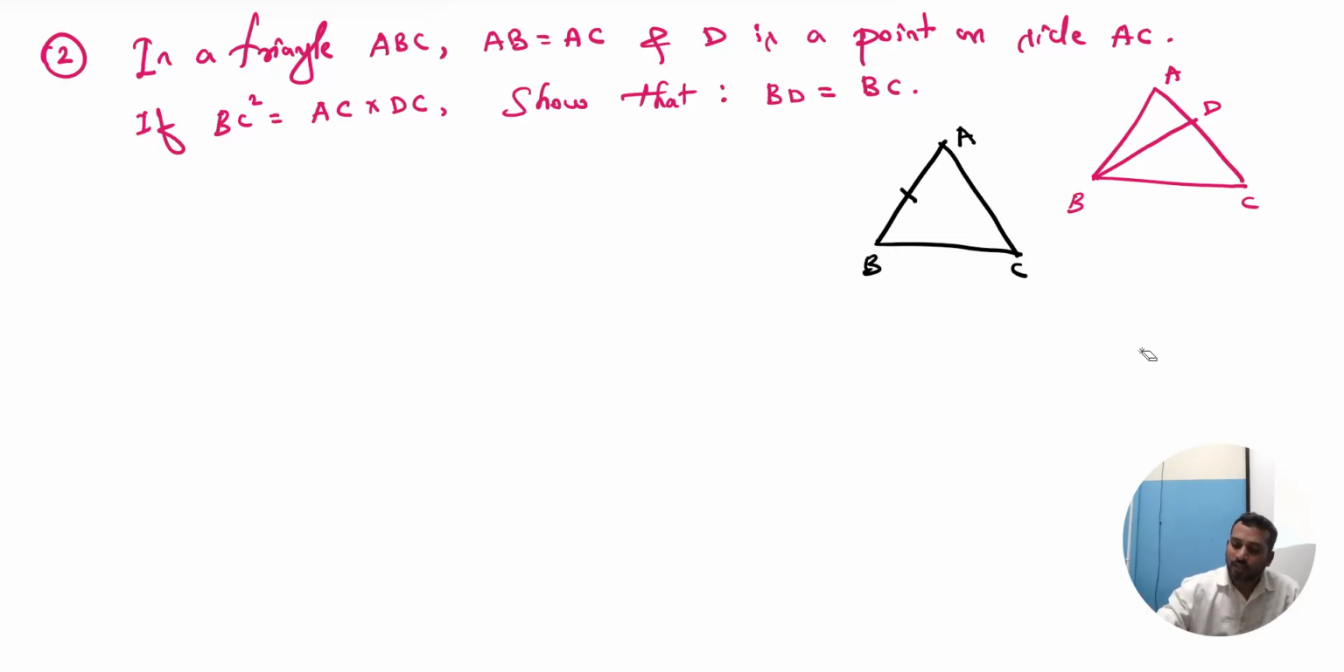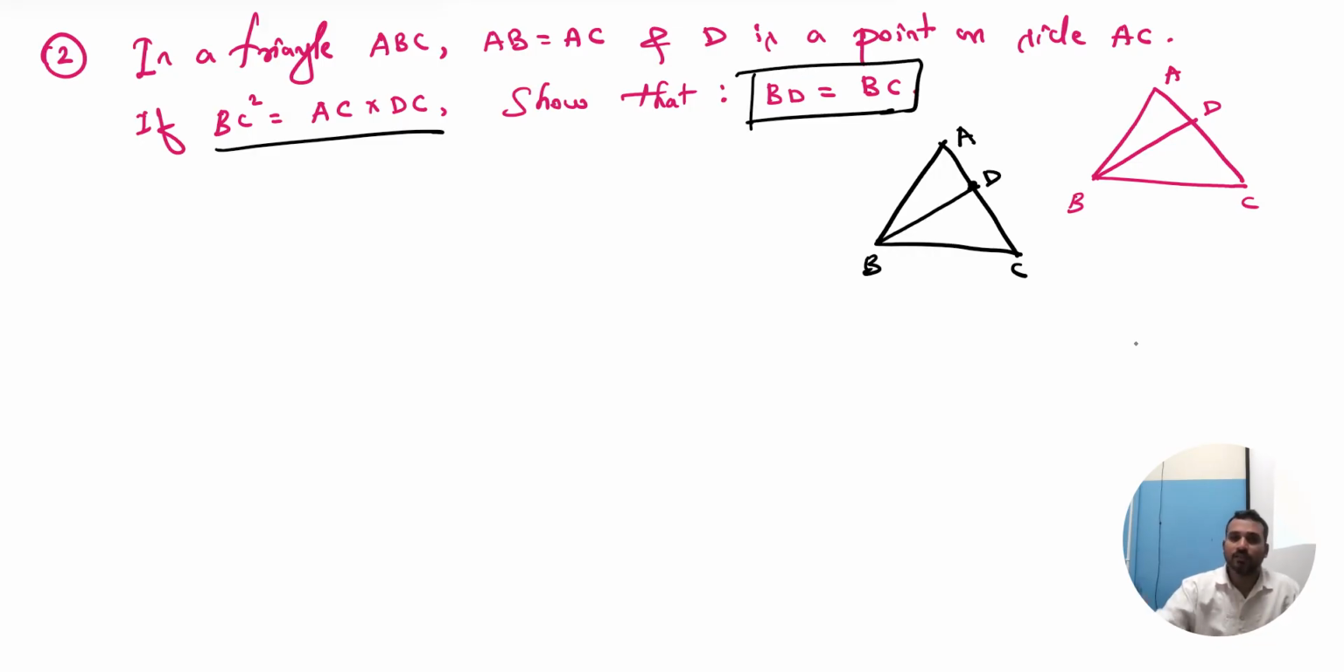Now the question is, D is a point on side AC. Where is AC? Here. Somewhere I am going to mark a point called D. There is no exact value. Somewhere we have marked a point called D. So D is a point on AC. Now they have given the condition BC square. Where is BC? It's here. AC, where is it? Here. Into DC. Now, to prove this, BD is equal to BC.